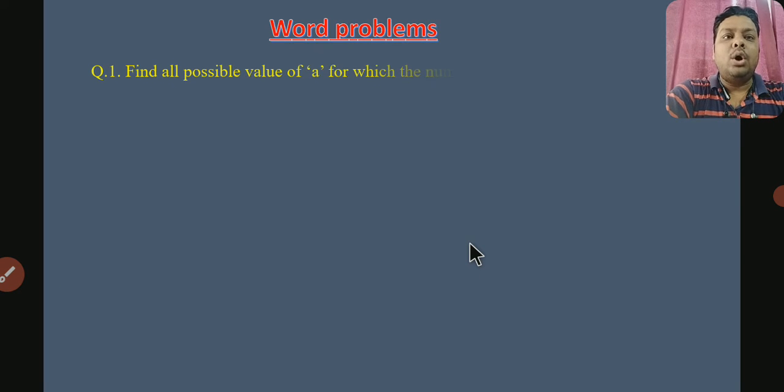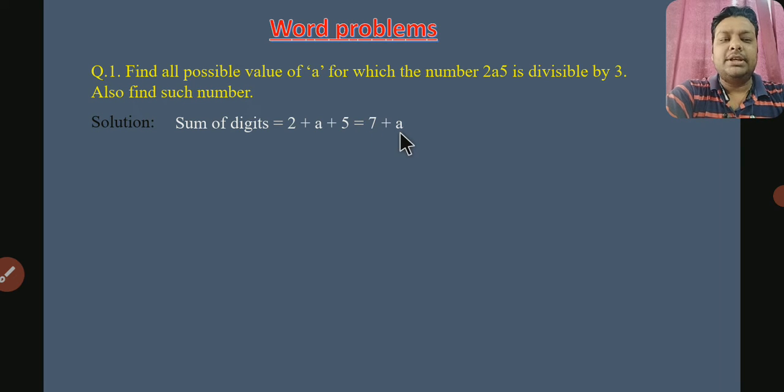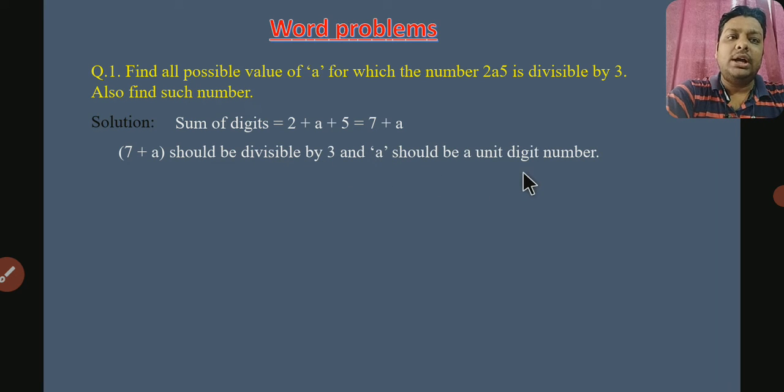We have to find all possible values of a for which the number 2a5 is divisible by 3, and after getting the value of a we have to find such numbers also. So at first, since this number is divisible by 3, we will apply the property of 3. It means we have to add all the digits of it, so it will be 7 plus a, and since it is divisible by 3, 7 plus a should be divisible by 3 and a should always be a unit digit number. So what unit digit can we put here so that it will be divisible by 3?